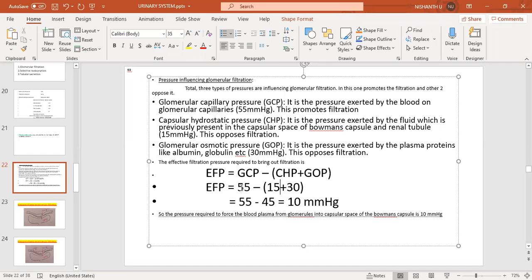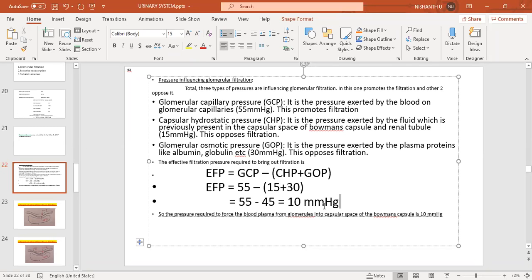So finally, we are minusing the positive pressure with the negative pressure. 55 minus 45 is equal to 10 mmHg. So what you have to understand is 10 mmHg is the pressure required which promotes the filtration. So the pressure required to force the blood plasma from glomerulus into the capsular space of the Bowman's capsule is 10 mmHg. That means if any substance wants to move out of the blood vessel into the Bowman's capsule, how much pressure is required? You require 10 mmHg.